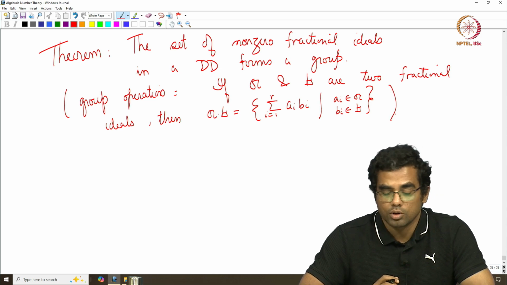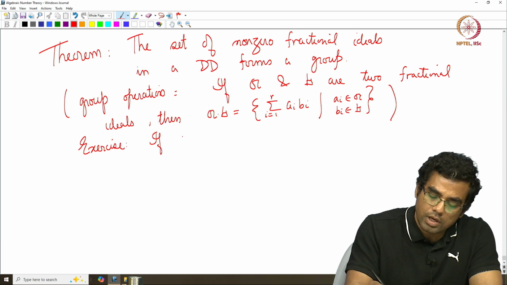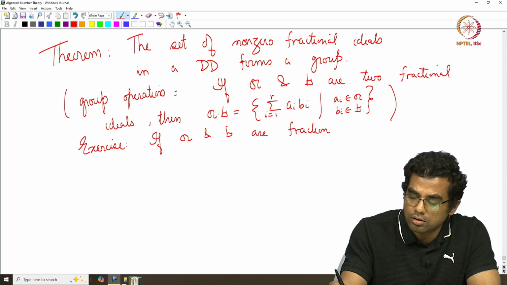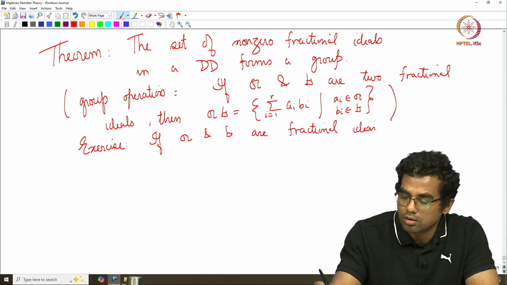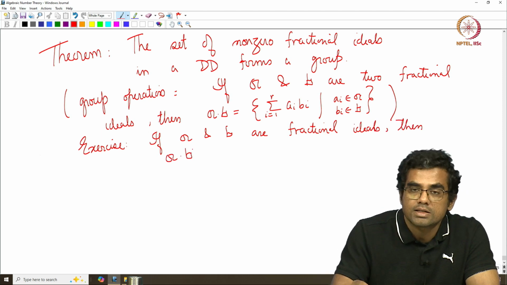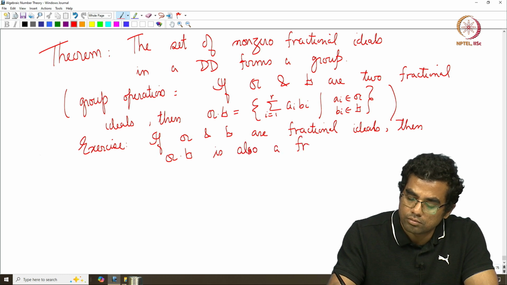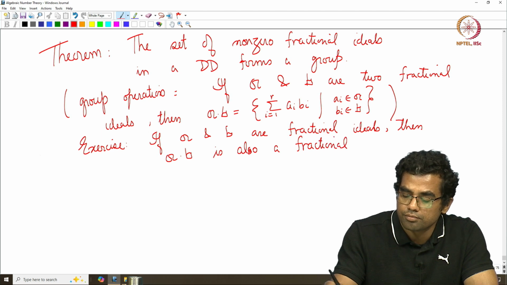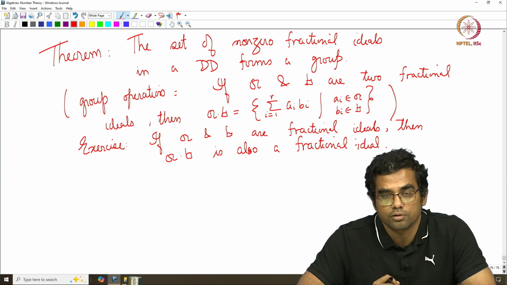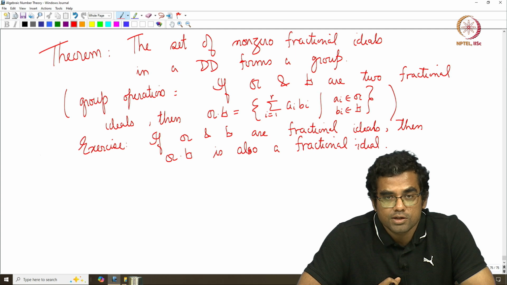Okay. So, here is an exercise for you. If A and B are fractional ideals, then A times B defined as above is also a fractional ideal. Okay. So, if A is a fractional ideal, B is a fractional ideal, their product is also a fractional ideal. So, although this is an exercise, let me just orally sketch a proof for you.